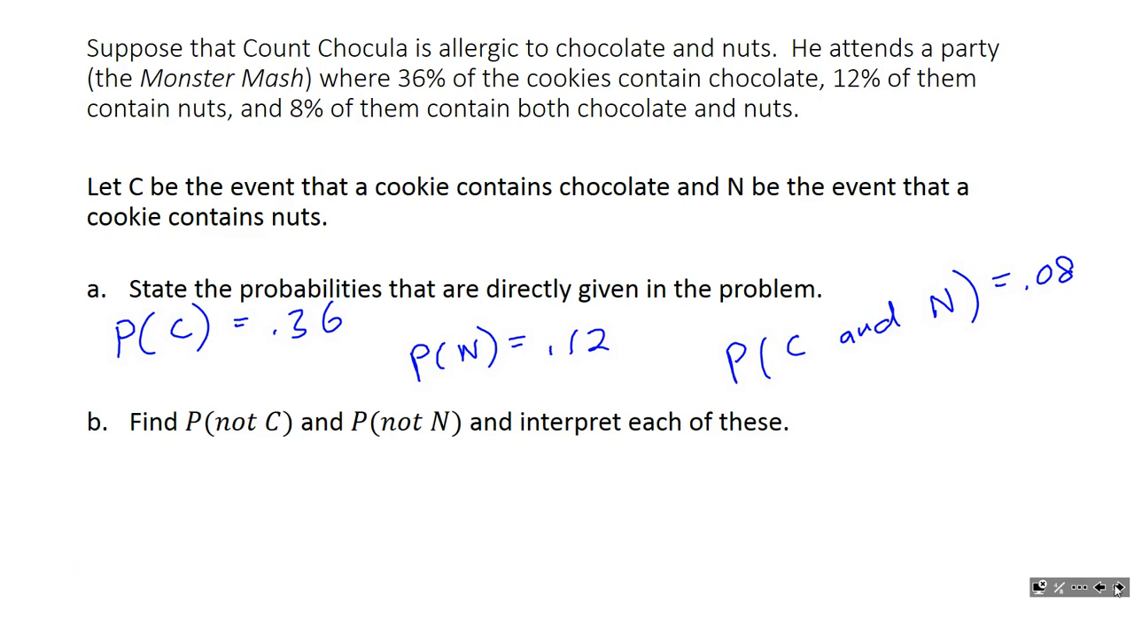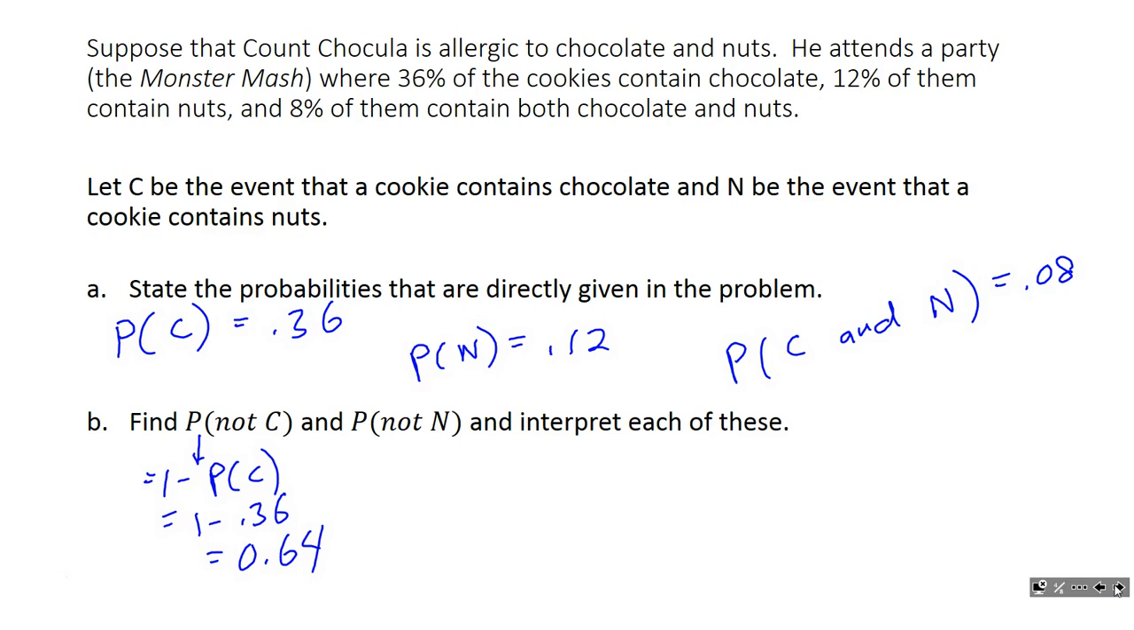First, let's find the probability of not C. In other words, the cookie does not contain chocolate. Well, that's pretty easy. The probability that something doesn't happen is 1 minus the probability that it does happen. So that would be 1 minus 0.36, which would equal 0.64. Notice 0.36 and 0.64 add up to 1, as they should. You either have chocolate or you don't.